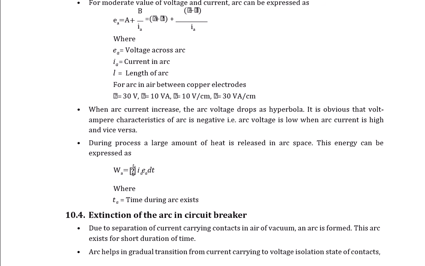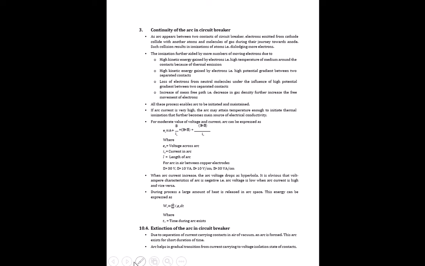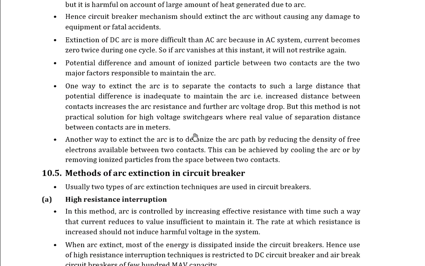Due to separation of current carrying contacts in air or vacuum, an arc is formed. This arc exists for a short duration of time. Arc helps in a gradual transition from current carrying to voltage ionization state of contacts. But it is harmful on account of the large amount of heat generated due to arc. Hence, circuit breaker mechanism should extinguish the arc without causing any damage to the equipment or fatal accidents.